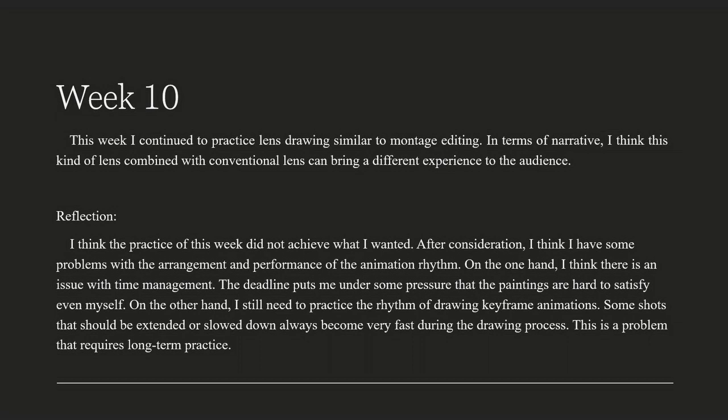On the one hand, I think there is an issue with time management. The deadline puts me under some pressure, so the paintings are hard to satisfy even myself. On the other hand, I still need to practice the rhythm of drawing keyframe animations. Some shots that should be expanded or slowed down always end up very fast during the drawing process. This is a problem that requires long-term practice.